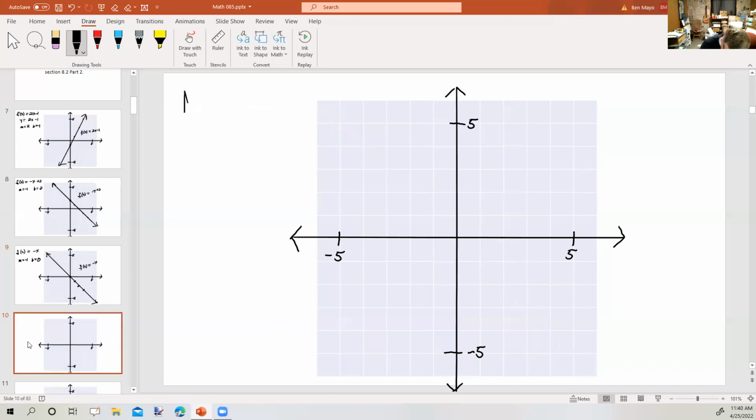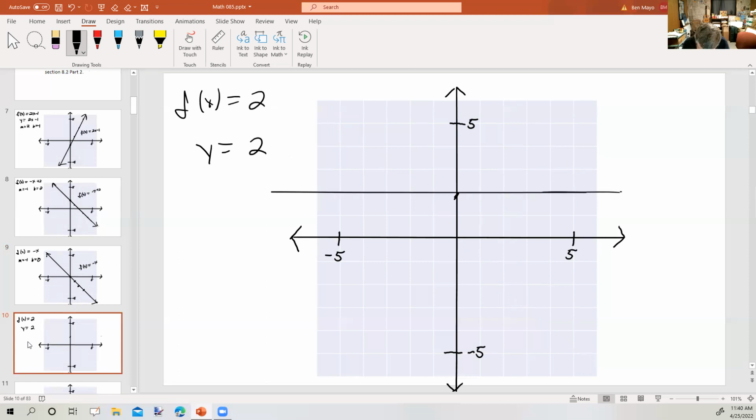How about the graph of f of x equals 2? That's basically y equals a constant, which is a horizontal line passing through that y value. So what we're doing is we're using information that came out of chapter 3 from Math 85. Any questions about that one?